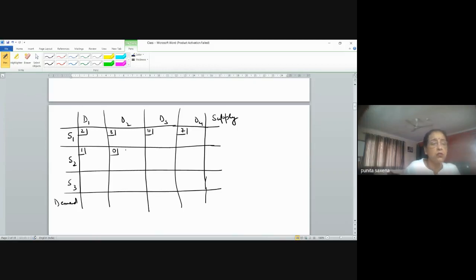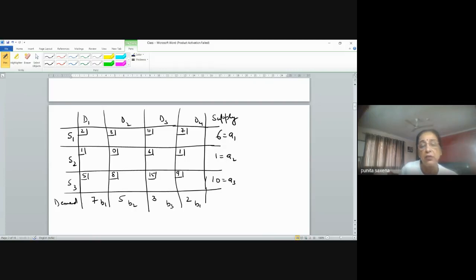Now the per unit costs of transportation are 2, 3, 11, 7, then it's 1, 0. There is no cost here. 6 and 1, and then I have 5, 8, 15, and 9. Okay, and the total supplies are 6, 1, 10, and here I have the demands are 7, 5, 3, and 2. So it's like the 6 is your A1, this is your A2, this is your A3. Similarly, this is your B1, B2, B3, and B4.